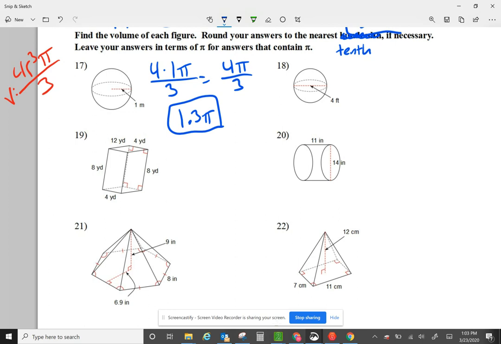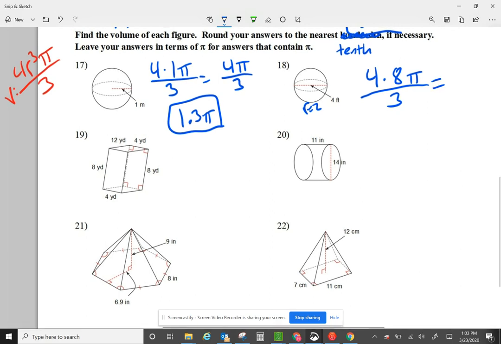All right, question number 18. Do notice that the 4 is the diameter, so that means the radius is 2. The way I'm going to do this, I'm going to go 4 over 3 times r cubed pi. So 4 over 3 times 8 pi. The 8, because I did radius cubed, right? 2 to the third. Now I multiply the 2 numbers on the top. So that's going to give me 32 pi over 3. Divide 32 divided by 3. That's going to give me 10.7 pi.